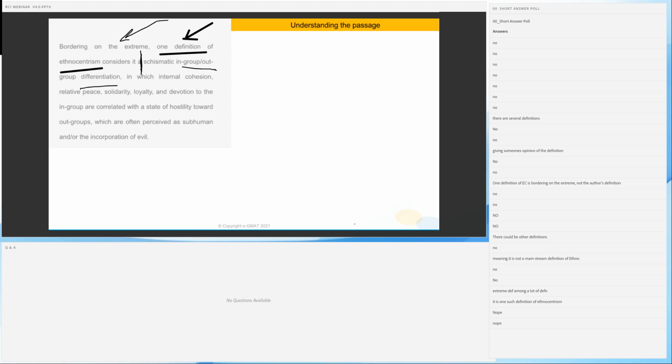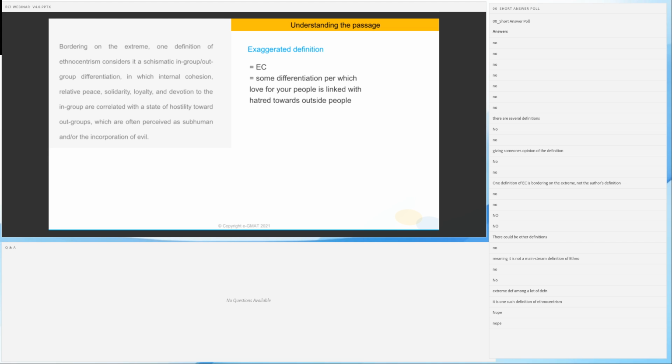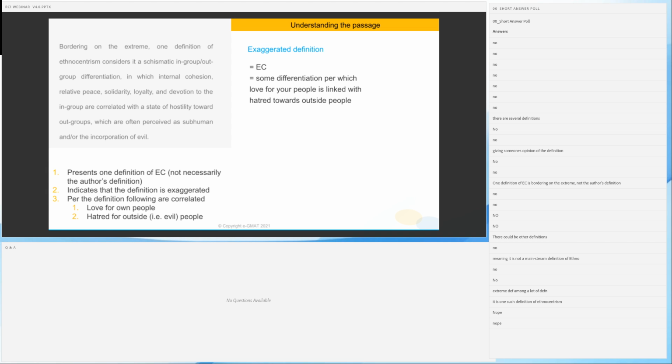What I really need to know is that I like the in-group over here. I'm devoted to it. And at the same time, there is something called the out-group. I'm hostile towards them. I don't like them. And these outgroups are perceived as subhumans or incarnations of evil. So the author is presenting an exaggerated definition of EC. As per this definition, love for your own people is correlated with, and happens together with, a state of hostility towards outsiders. Overall, the author presents a definition of EC, indicates that it is not the most precise, in fact exaggerated, and that these two things happen together as per this definition.